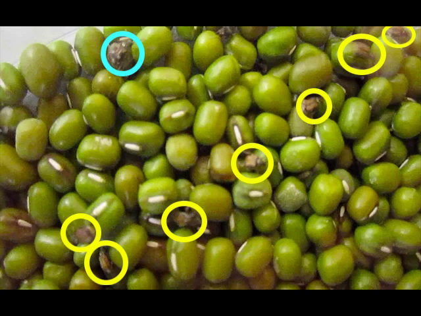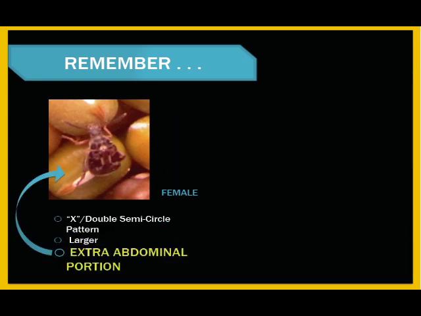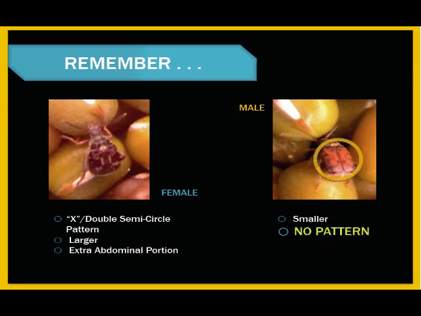Just like the previous example, all of the beetles in the blue circles are females, and all of the beetles in the yellow circles are males. See, it's easier already. Just remember when you're starting your projects that females have an X or double semicircle shape on their backs, are generally larger than the males, and have an additional partition on the rear of the abdomen, while males are smaller than the females, have no pattern on their backs, and are squarish in shape without an additional component to the abdomen.